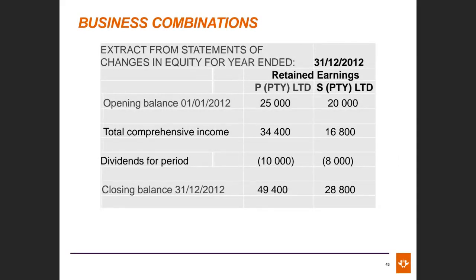But this 10,000 Rand dividend is being paid by P. S is not a shareholder of P. P is a shareholder of S. P will have its own shareholders, people that own P. So this 10,000 Rand dividend declared is going to people outside of the group of P and S. So this amount of 10,000 Rand doesn't have to be eliminated because P is declaring it to its shareholders, and S is not a shareholder of P. P is a shareholder of S. Does that make sense? Yeah, makes sense. Thank you, ma'am.